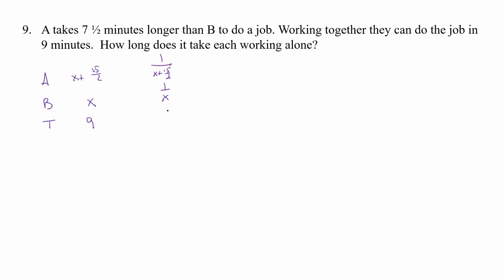Then that's 1 over x, and this is 1 over 9. So we have 1 over x plus 15 halves plus 1 over x equals 1 over 9. And our LCD is 9 times x times x plus 15 over 2. And so we're going to take that here.